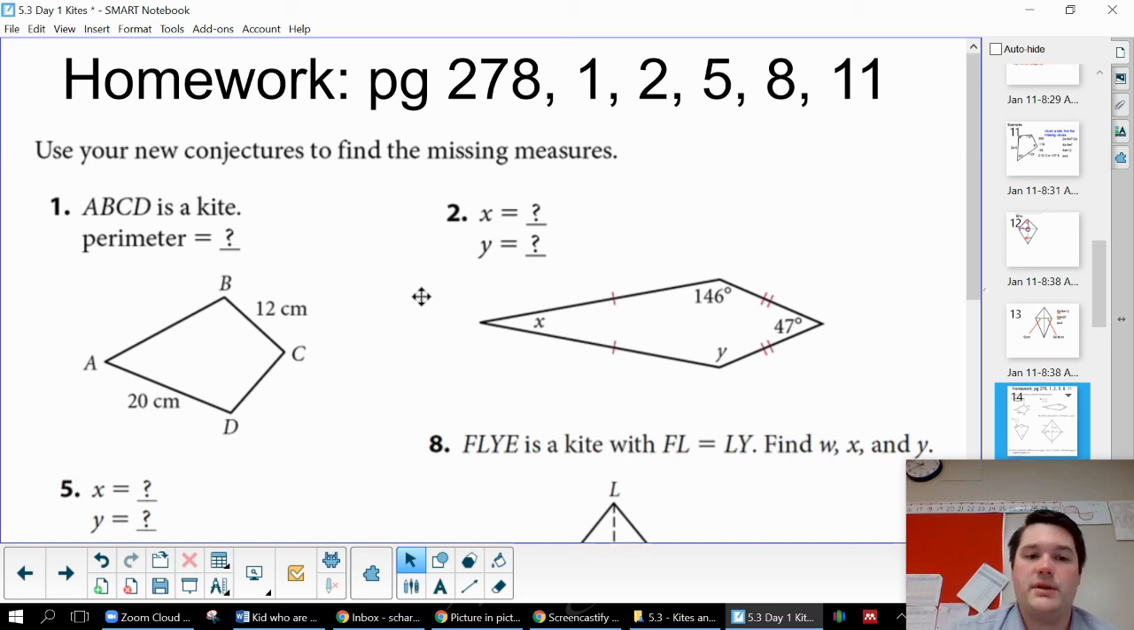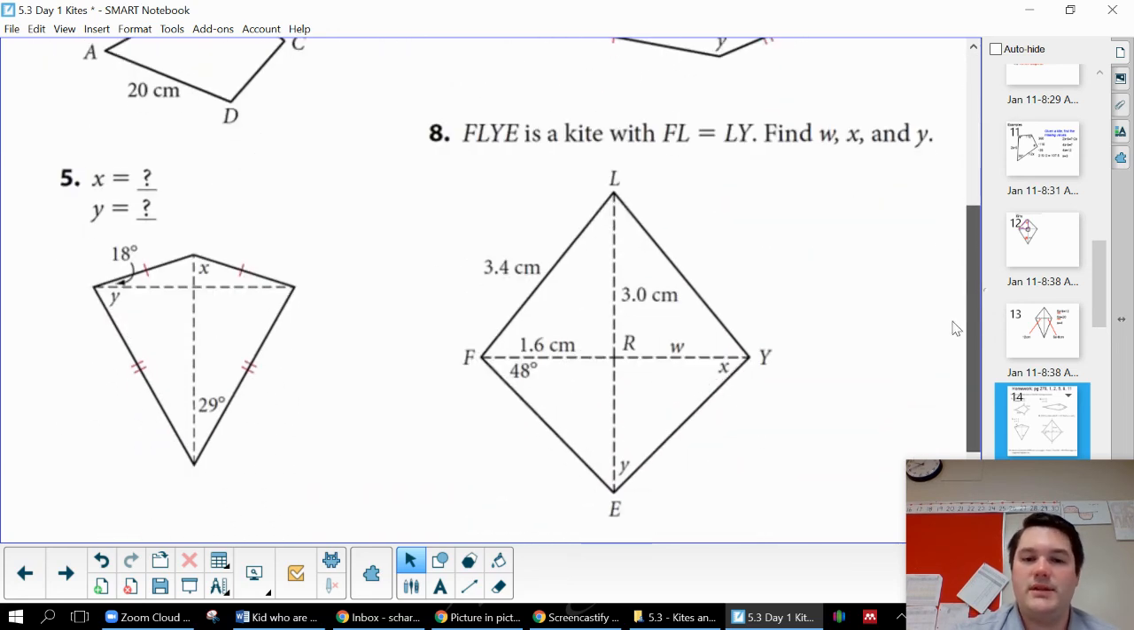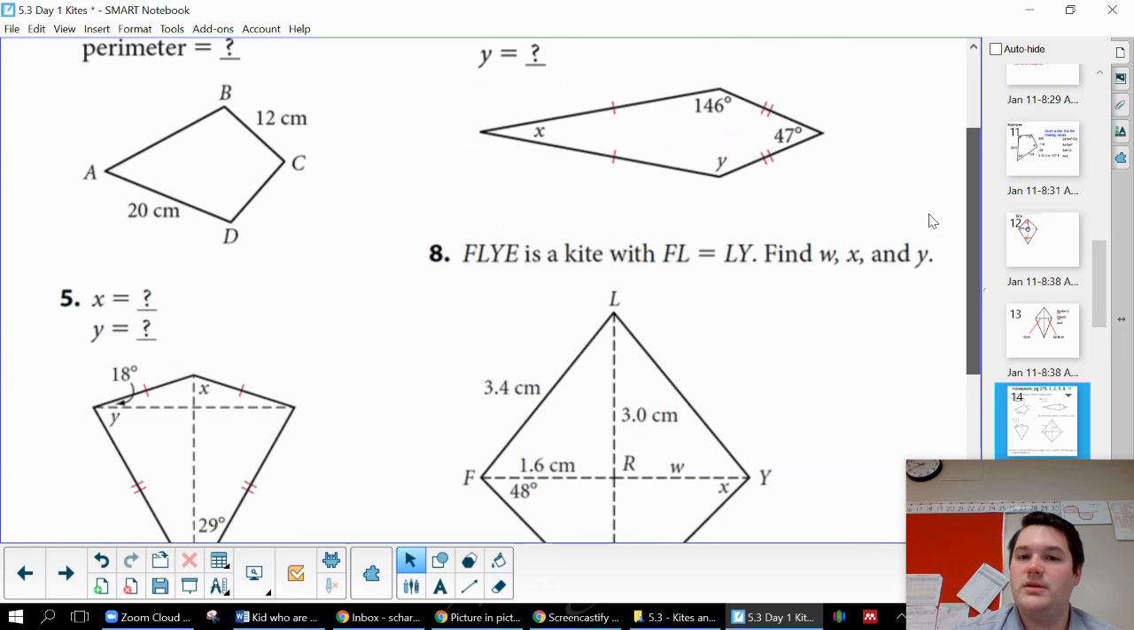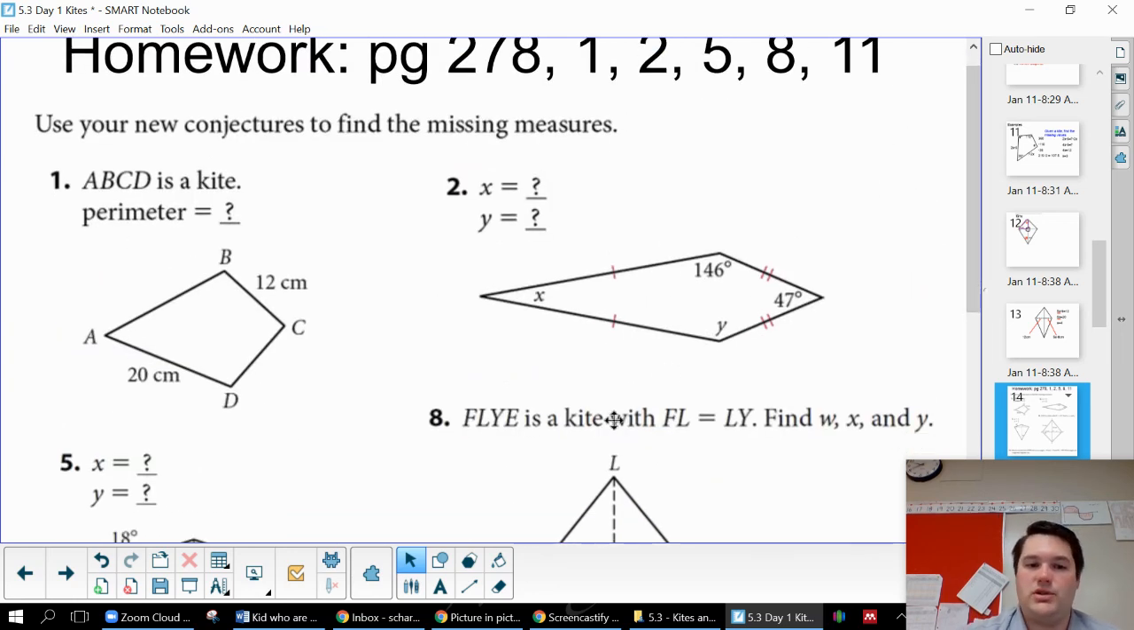But make sure you're trying those, because the whole point of this is to practice these. You're not doing this for points. You're doing this to make sure that you understand the concepts and to get a chance to ask questions if you have them.